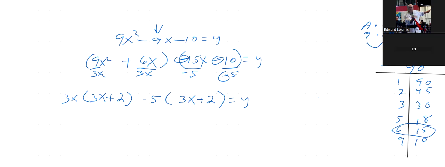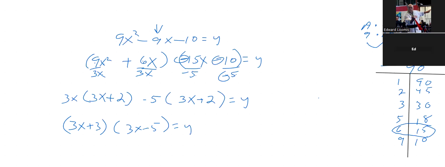Now I'm going to ask, what is the same? Well, my 3x plus 2 and 3x plus 2, they're exactly the same. Even the signs are the same. So what is left? 3x minus 5, and that's equal to y. And that's where we're stopping at this point.